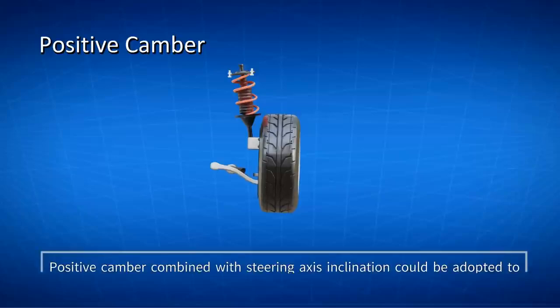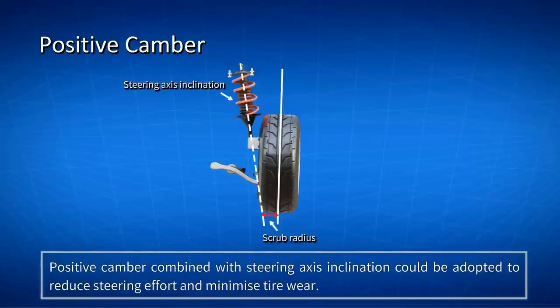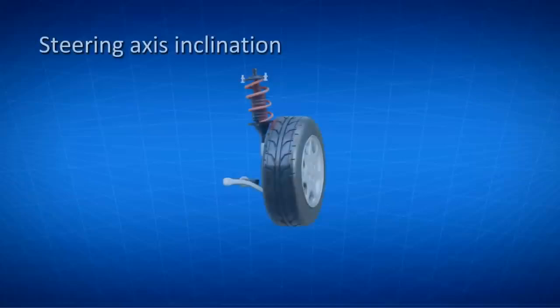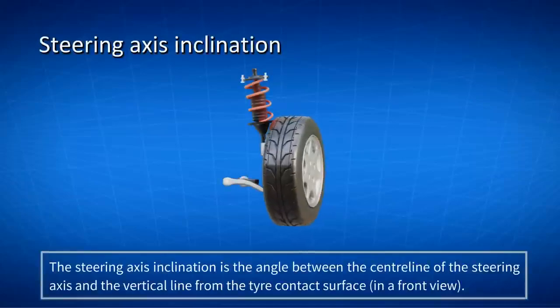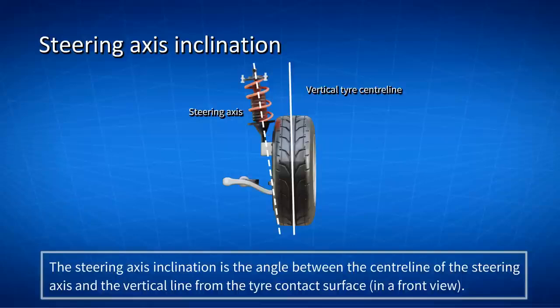Positive camber combined with steering axis inclination could be adopted to reduce steering effort, and minimize tire wear. What is steering axis inclination? The steering axis inclination is the angle between the centerline of the steering axis, and the vertical line from the tire contact surface, in a front view.